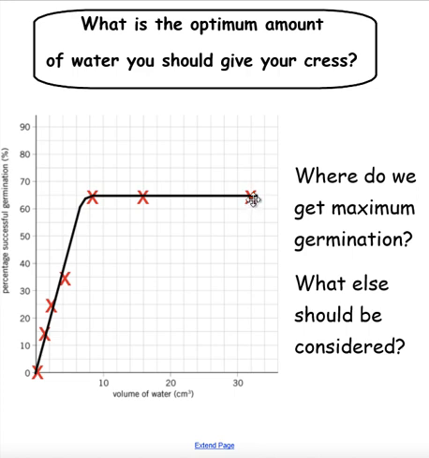So would we just want to give 32 centimetres cubed to our seeds if it doesn't help germinate any more? Could we give 16 mil? Could we even give 8 mil? Why would giving lower amounts of water help our planet and our seeds? So it's about thinking about a little bit more than just giving the maximum.